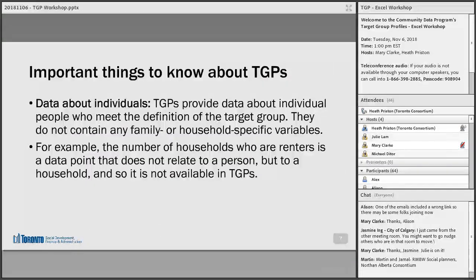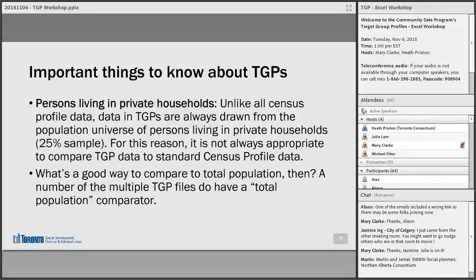So just a few quick points to make about target group profiles. The first is that these profiles are data about individuals. They provide data about individual people who meet the definition of a target group. So they don't contain data around family or household specific variables, things like housing tenure, affordability of housing, those kinds of things are not included there. This is only data about individuals that are within the main census profile.